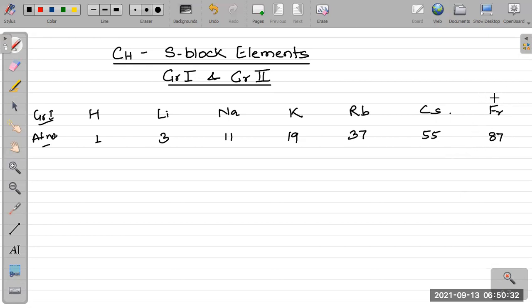This is a radioactive element, with half-life 21 minutes.